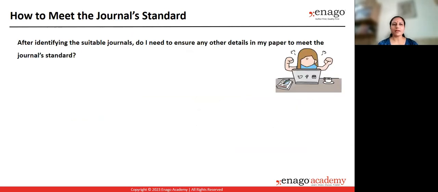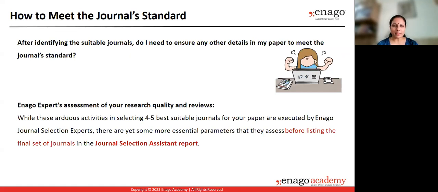After we have identified the suitable journals, there is a question in the author's mind. Do we need to ensure any other details in the paper in order to meet the journal standard? Hence, there come the Enago journal experts. While these are the activities that we have seen in selecting 4 to 5 best suitable journals for your paper, they are as well executed by the Enago expert. There are yet some more essential parameters that they assess before listing down the final set of journals in the Journal Selection Assistant report.